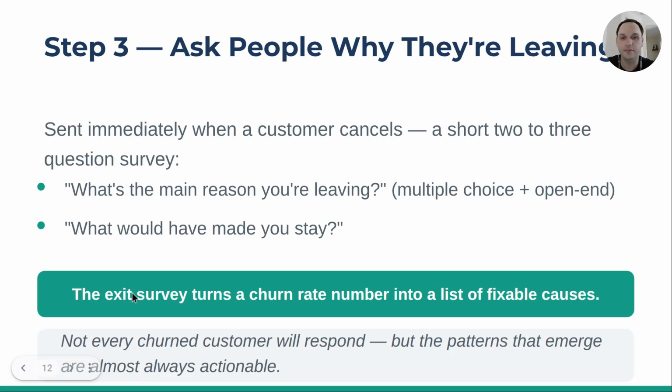The most direct and most underused tool in churn analysis is the exit survey. A short 2 or 3 question survey is sent immediately when a customer cancels or goes inactive. 2 questions are usually enough. What's the main reason you're leaving, with a multiple choice list plus an open-ended field for their own words, and what would have made you stay. The exit survey is what turns a churn rate, a number, into a specific list of specific nameable causes.